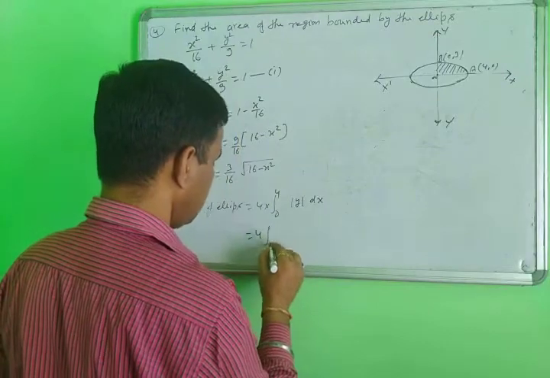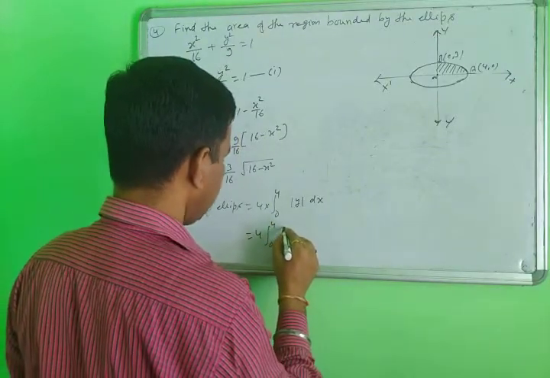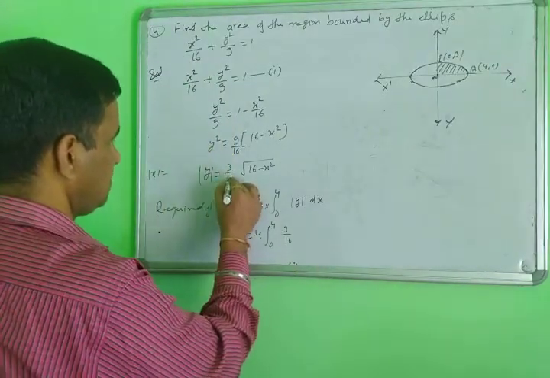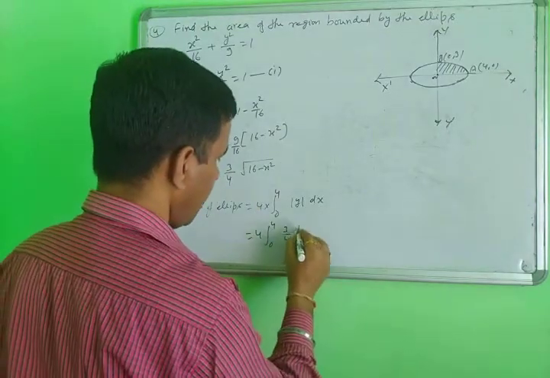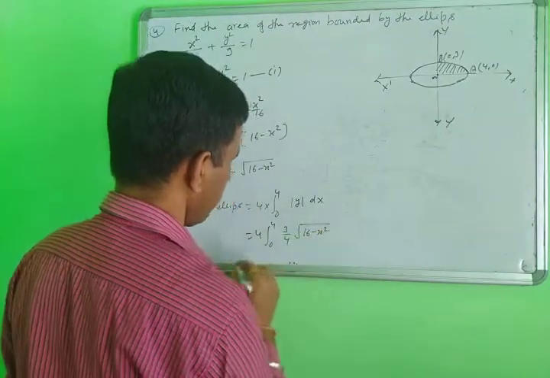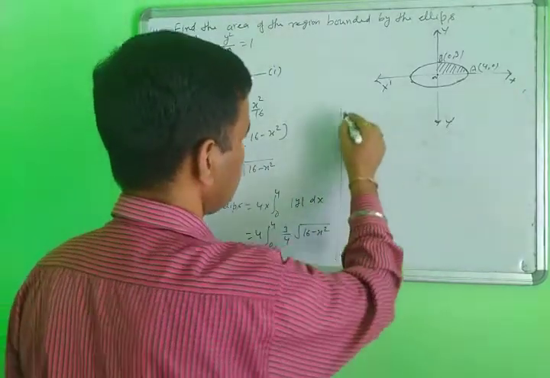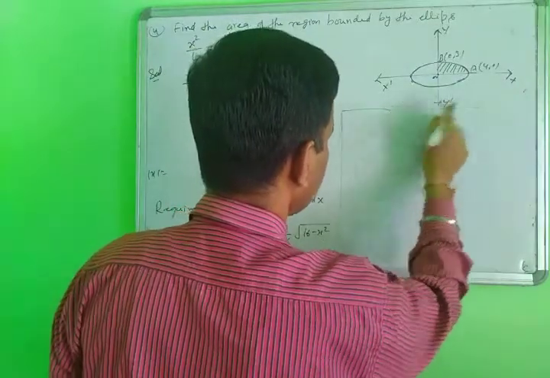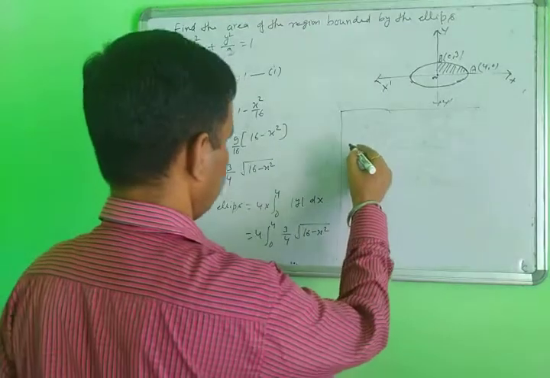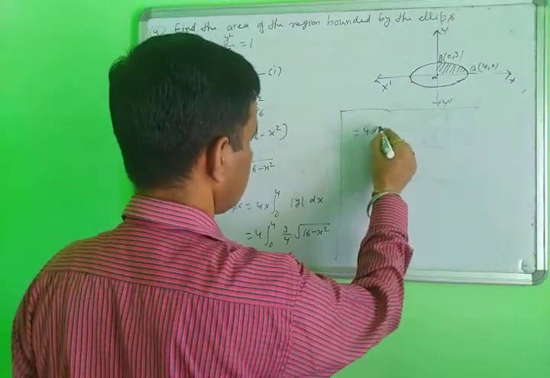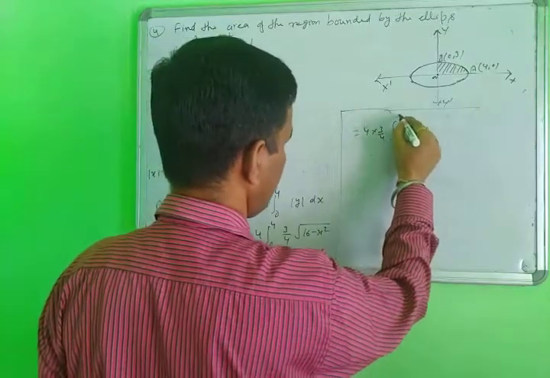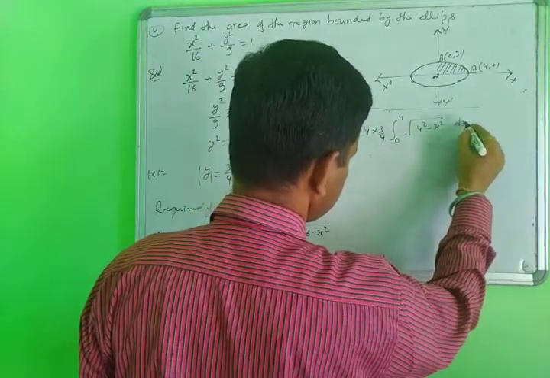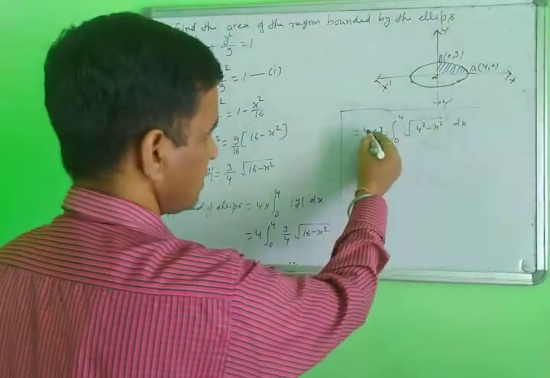For limit 0 to 4, you can write here 3 upon 4, sorry, 3 upon 4, not 16, 3 upon 4, and root 16 minus x square. Then you can calculate: 4 into 3 upon 4, taking it outside, integral from 0 to 4 of the square root of 4 square minus x square dx. So this 4 you will cancel here. What is left? 3.